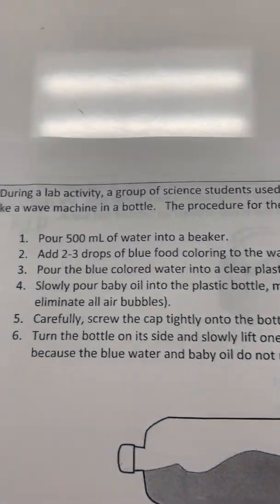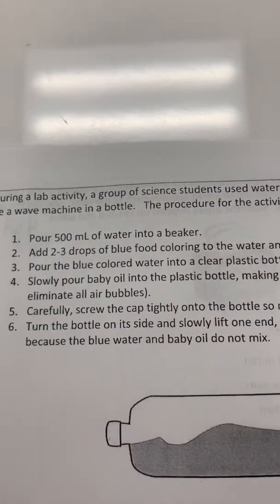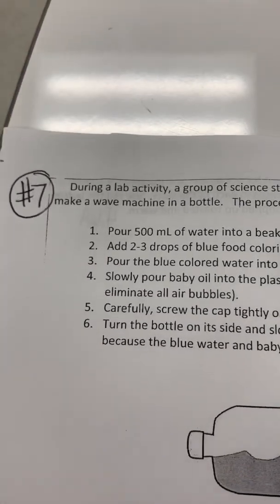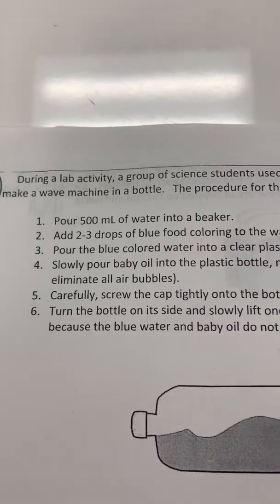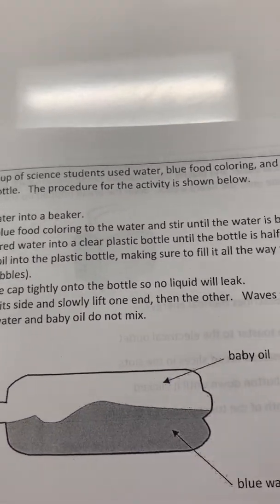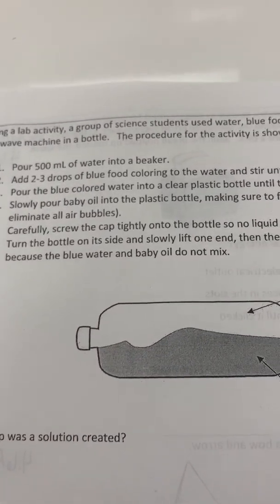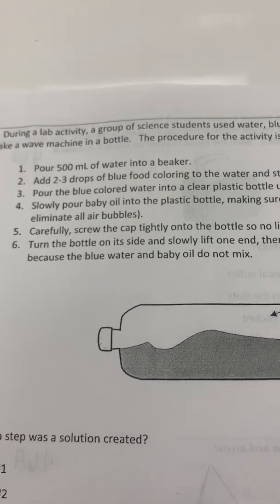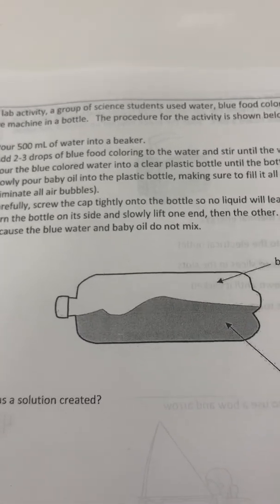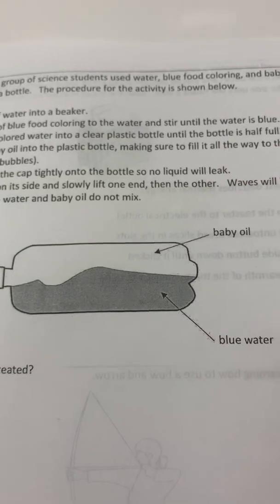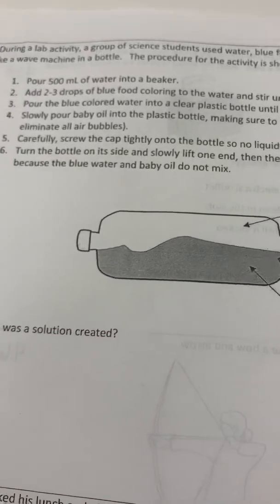All right, number 7. During a lab activity, a group of scientists used water, blue food coloring, and baby oil to make a wave machine in a bottle. The procedure for this activity is shown below. 1. Pour 500 milligrams of water into a beaker. 2. Add 2 to 3 drops of blue food coloring to the water and stir until the water is blue. 3. Pour the blue colored water into a clear plastic bottle until the bottle is half full.